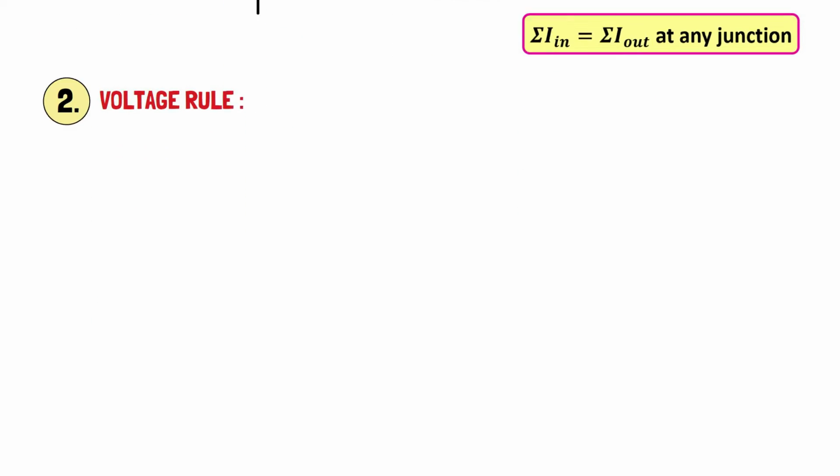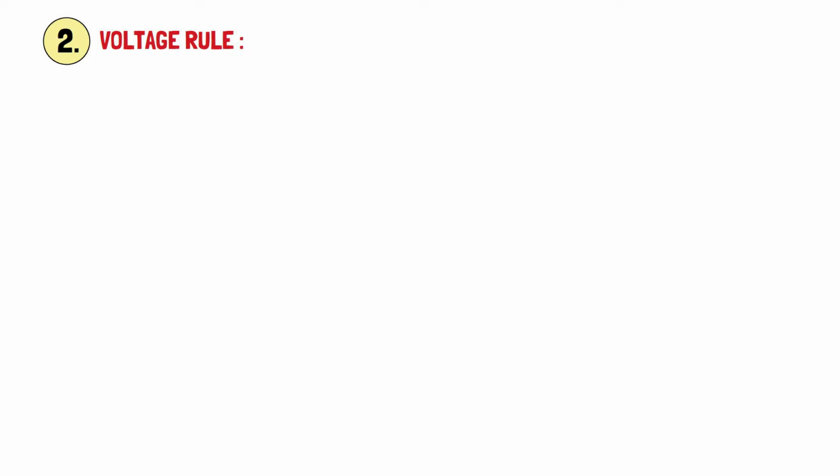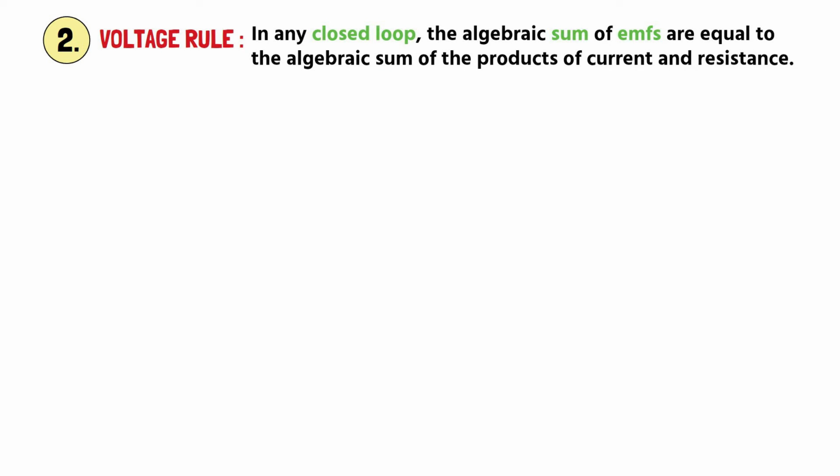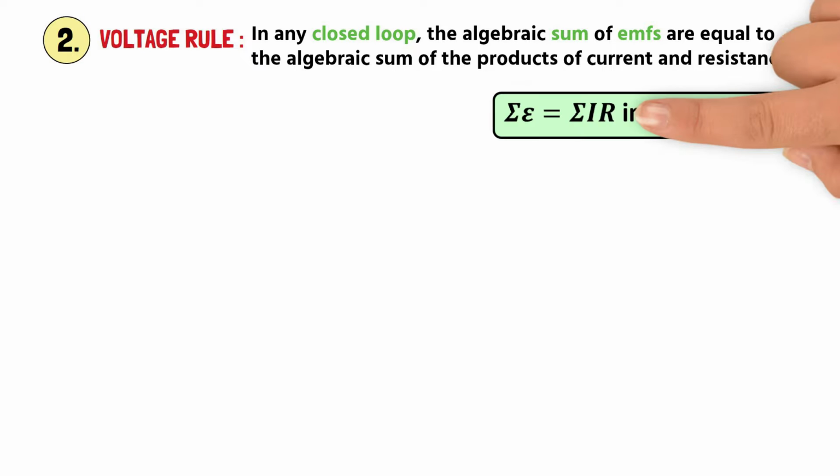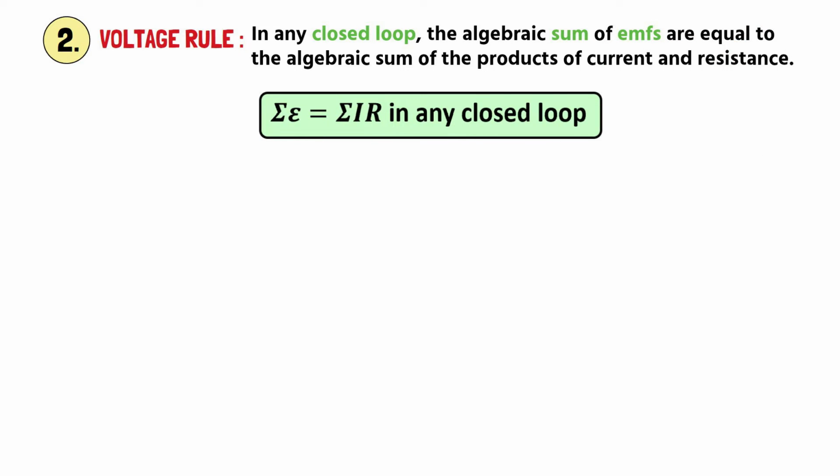Dan sekarang kita akan beralih pula pada rule yang kedua berkaitan dengan voltage rule. Dan apa dia punya definition? So, remember, in any closed loop, the algebraic sum of EMF are equal to the algebraic sum of the products of current and resistance. Confused kan? So, kita tuliskan equation kita. So, for voltage rule, we can write that total EMF in that loop will equal to total IR. Okay, so jom kita lihat contoh.